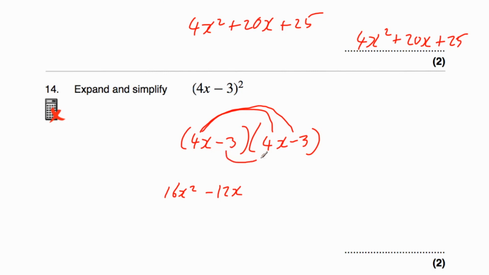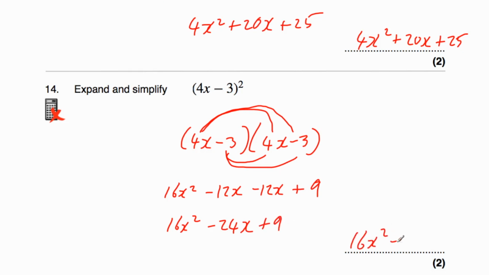We've then got minus 3 times 4x. Well, minus 3 times 4 would also be minus 12x. And then we've got minus 3 times minus 3. Well, negative times a negative is a positive, and 3 times 3 is 9, so plus 9. So if we simplify our like terms, we've got 16x squared. We've then got minus 12x, take away another 12x, that'll be minus 24x, and then plus 9. So the answer would be 16x squared minus 24x plus 9.